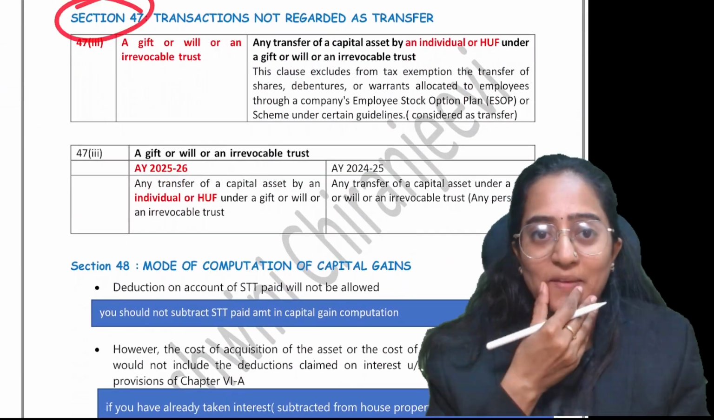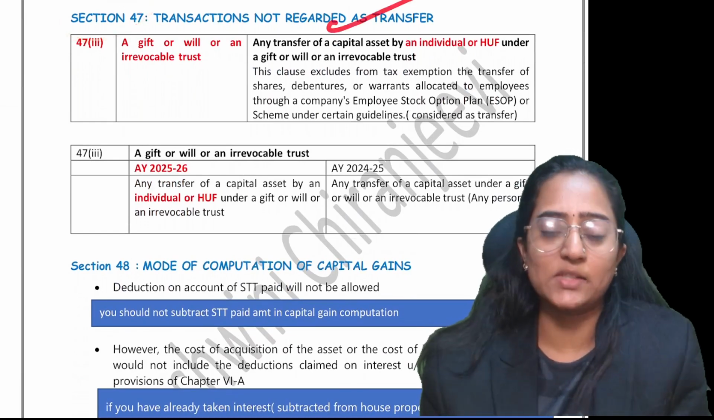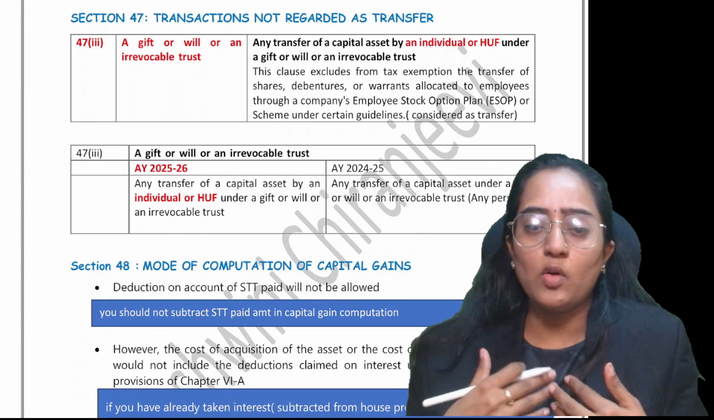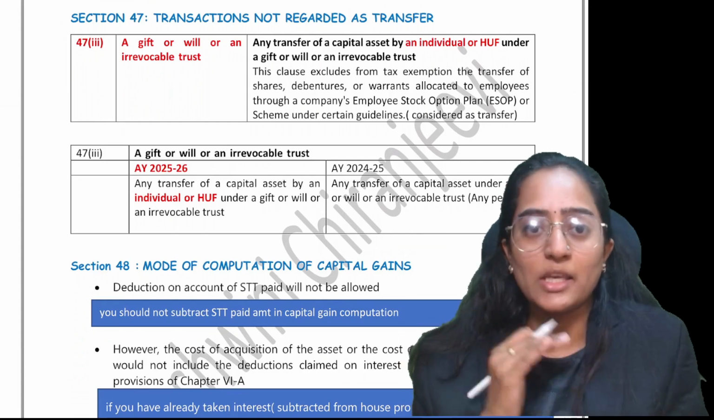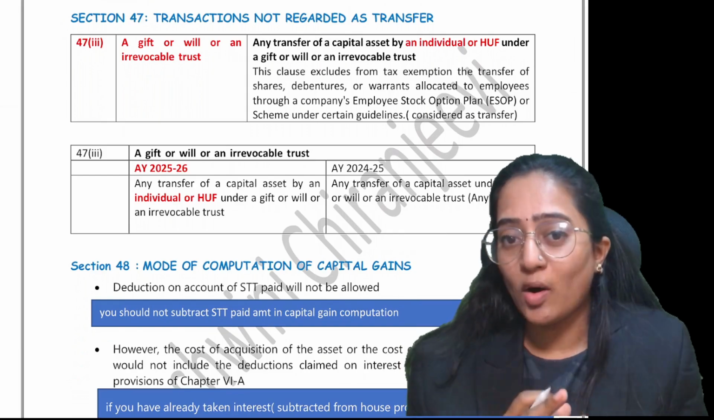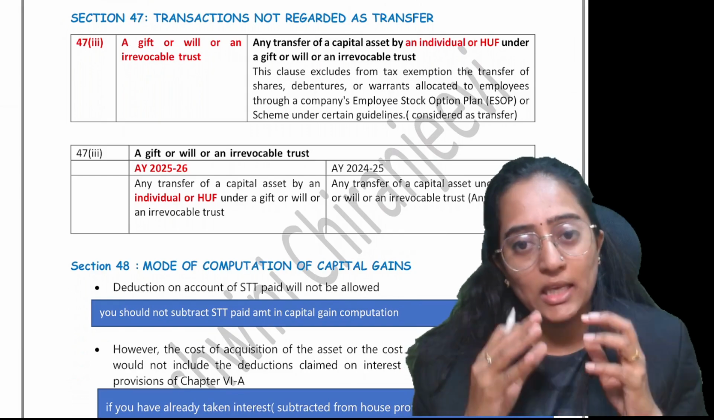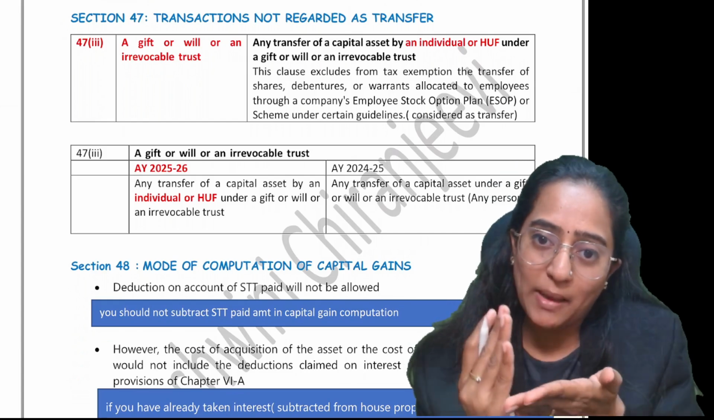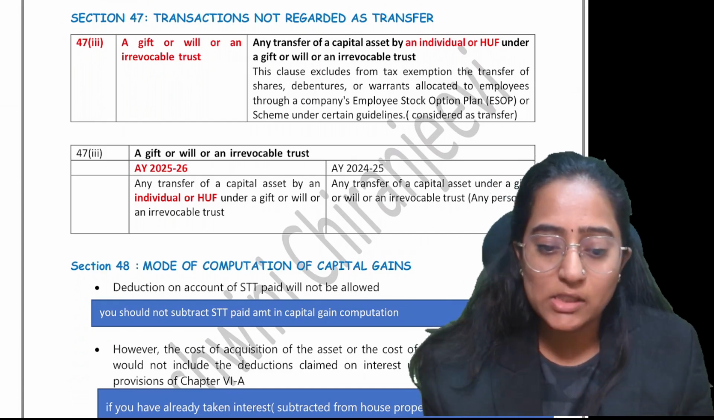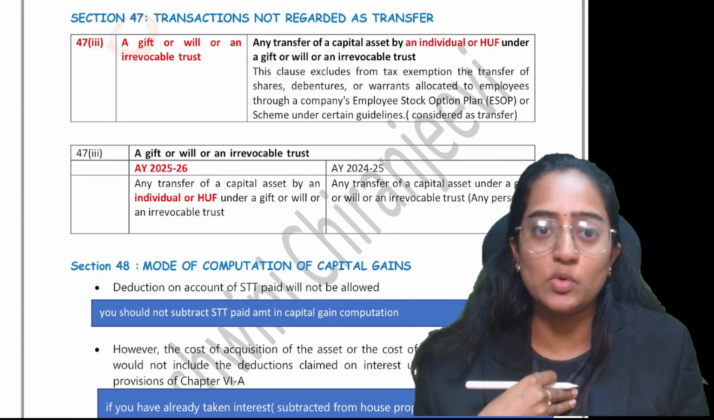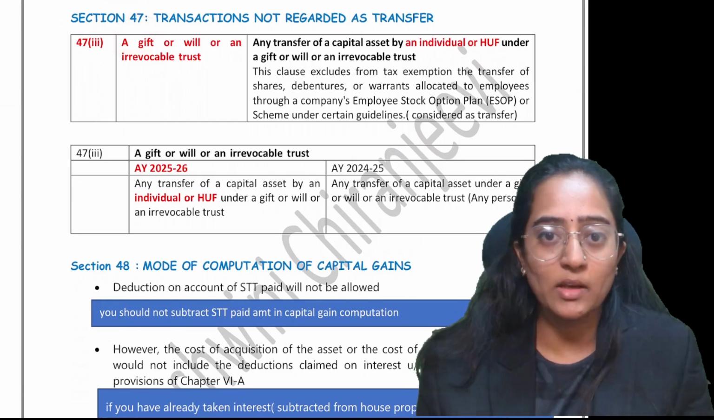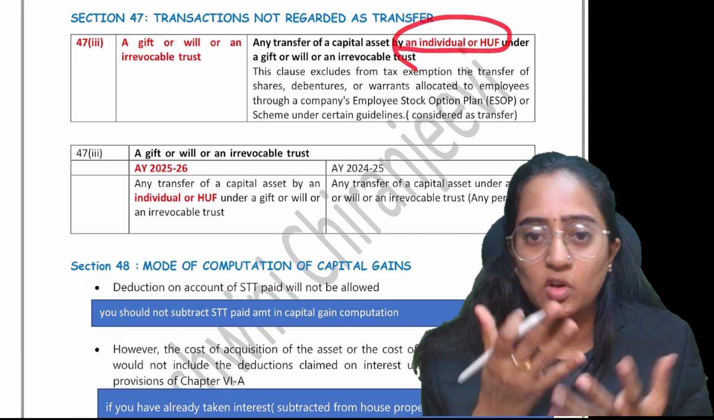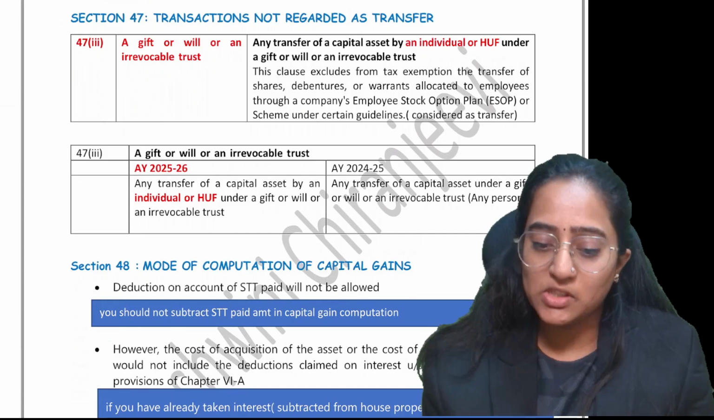So, section 47, transactions which are not regarded as transfer. See, section 47 stated something very simple. If my mother or my father gave a property as a gift to me, that was not considered a transfer at all, even though there is a movement of the capital asset from my parents' name to my name. Because it was considered a gift, it was not taxable. Earlier, the term individual or HUF was not there, so it was just treated like this.